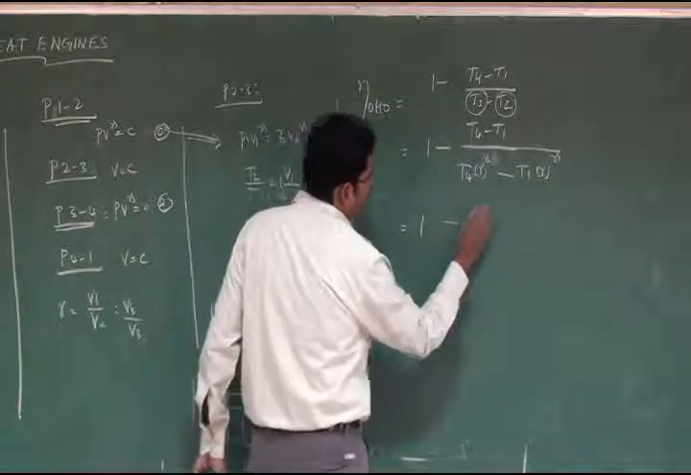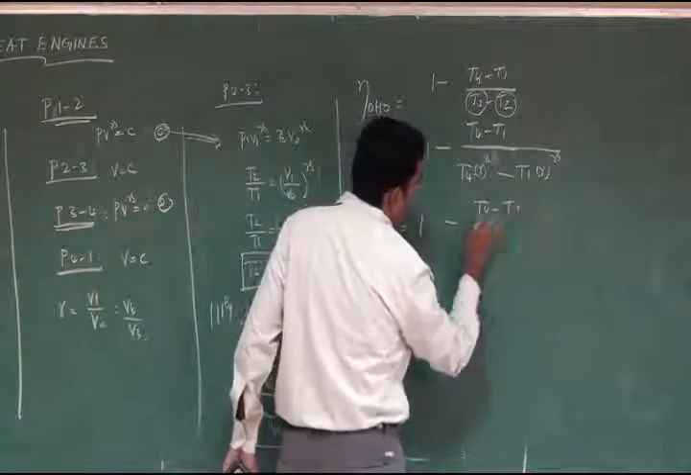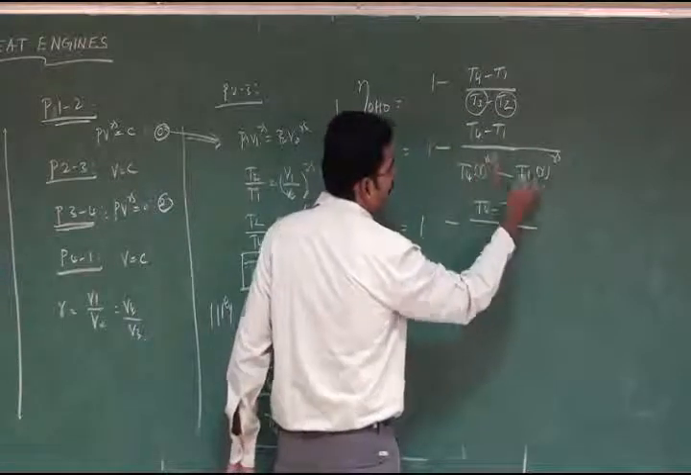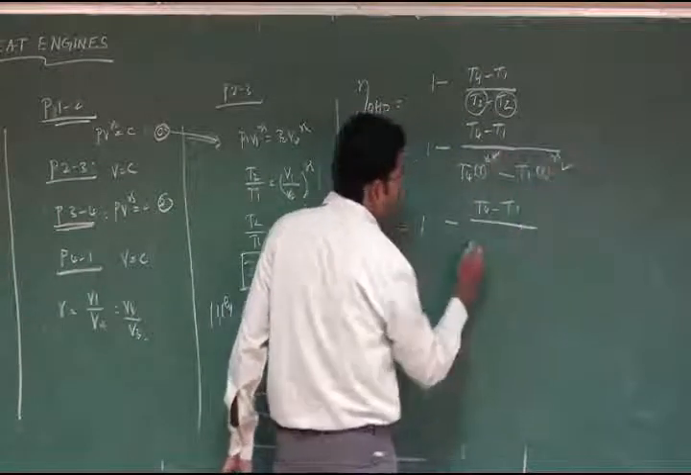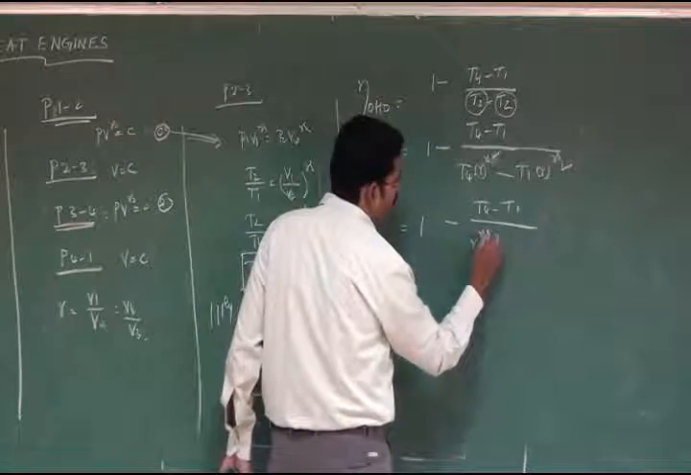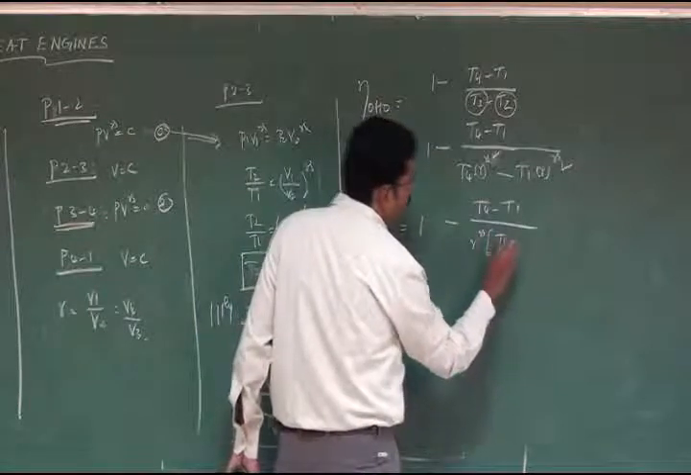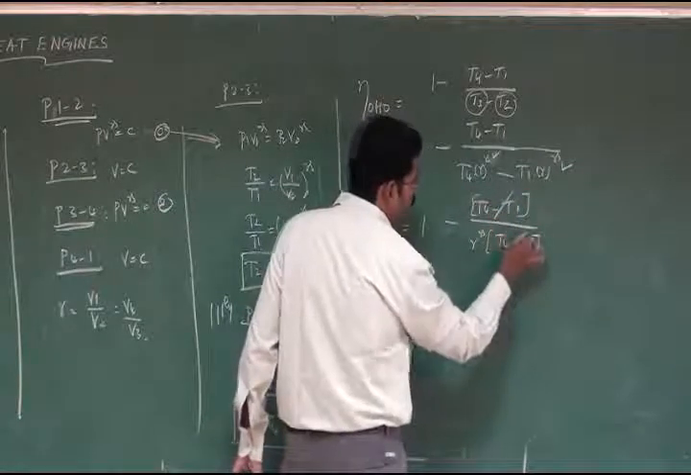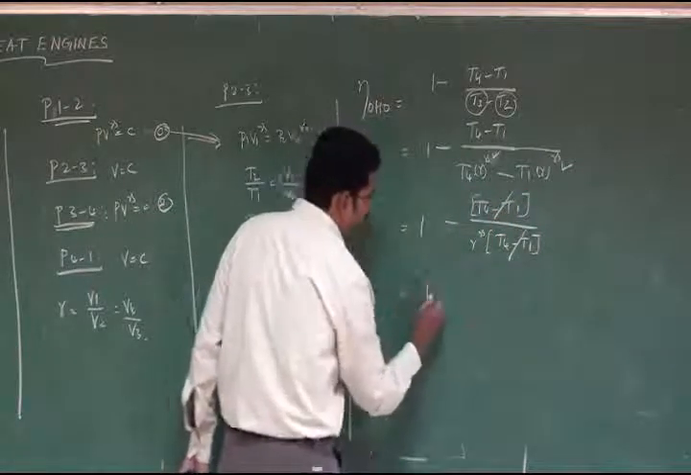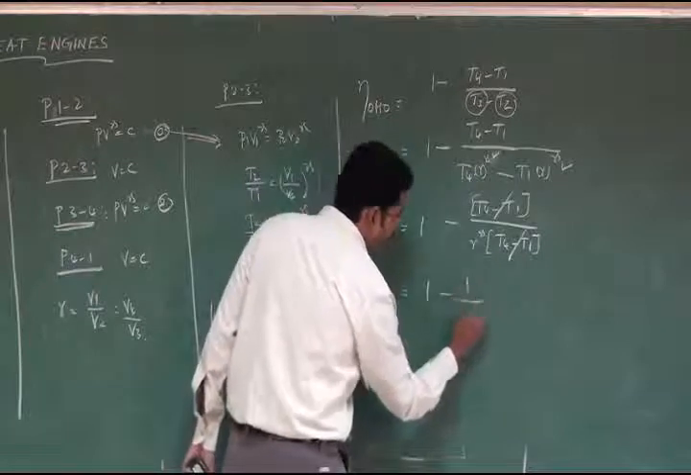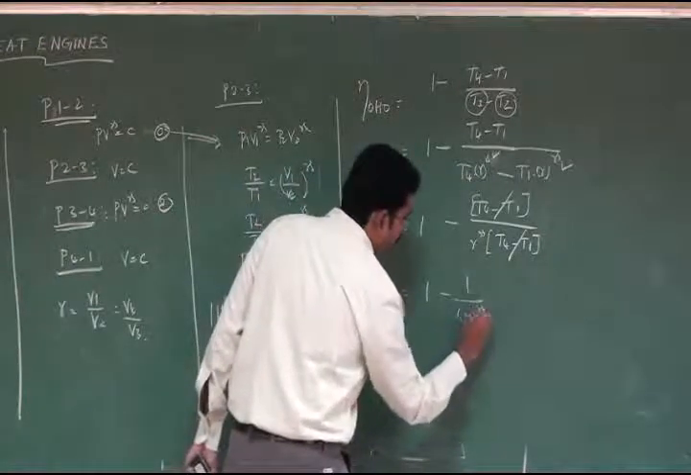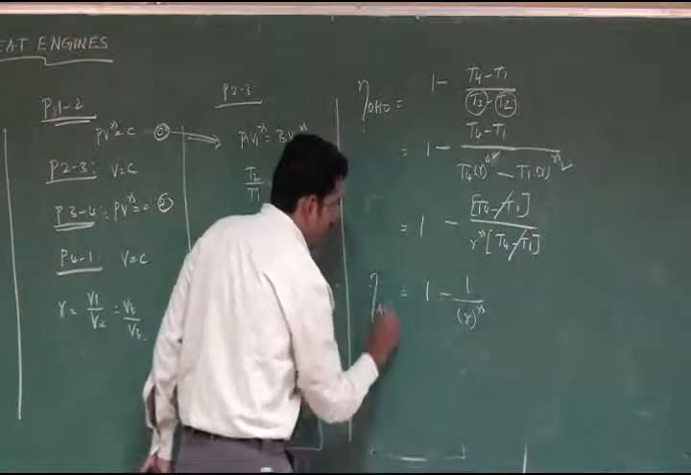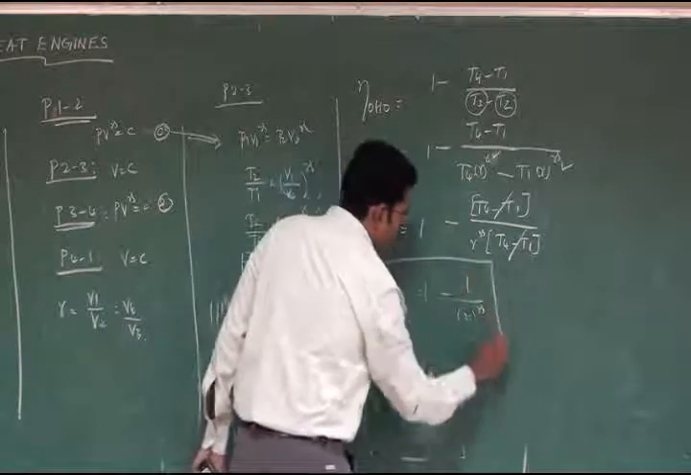Now in 1 minus T4 minus T1, we have R to the power of gamma minus 1 as a common term, which I keep outside. Then we get T4 minus T1 in the denominator as well, and this will cancel. Then what we have is 1 minus 1 divided by R to the power of gamma minus 1. This is the efficiency of the Otto cycle, which is derived.